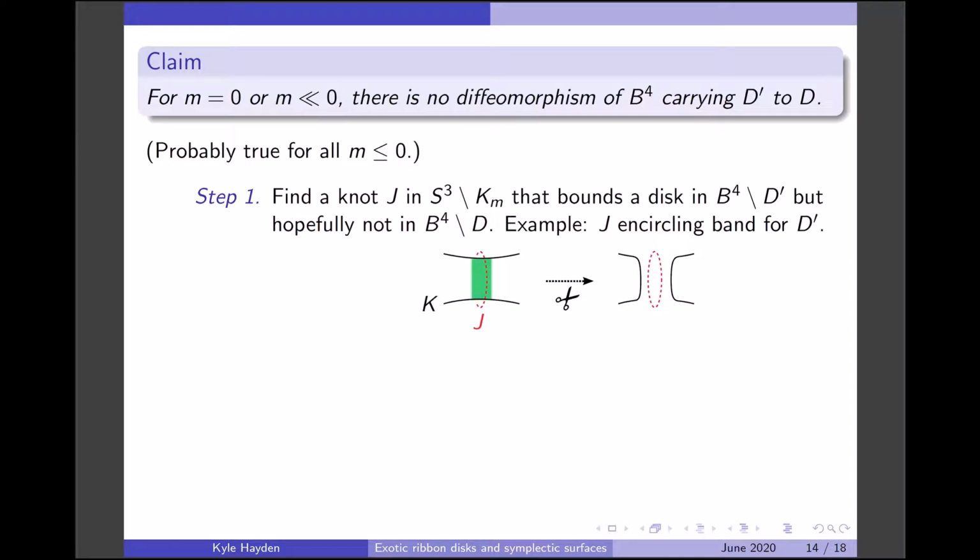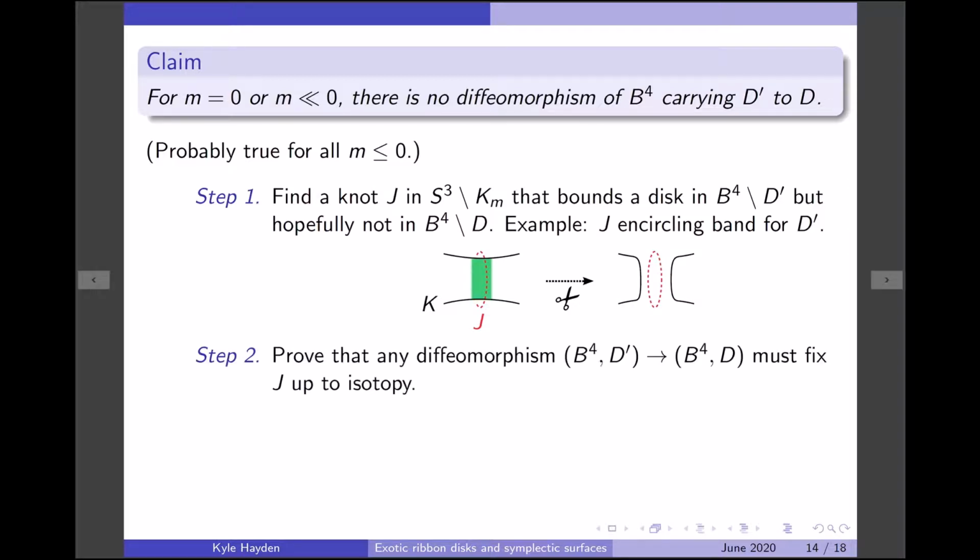That is, as we descend down into the 4-ball, we see an opening appear between those 2 strands, and now we can plug in a disk bounded by J. However, when we're thinking about the disk D, that band doesn't necessarily exist in the surface, and so we have no reason to believe that J should bound a disk in the complement of D.